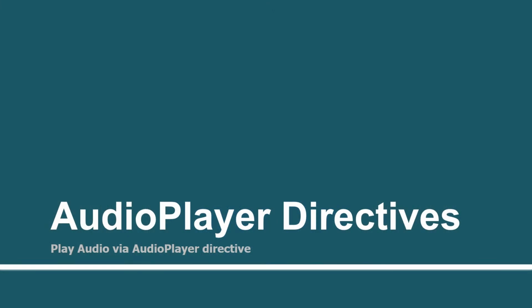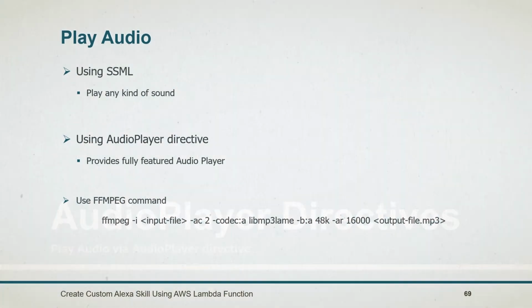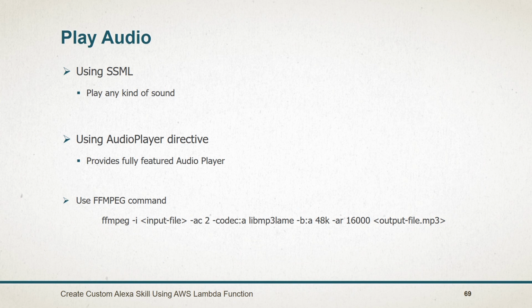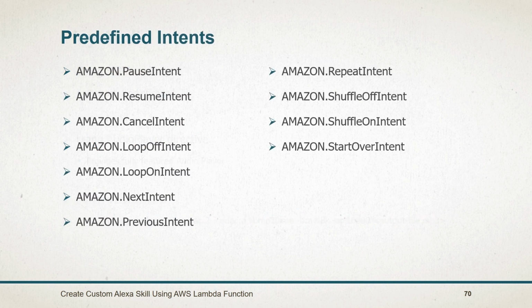Now let us see what we have learned in this session. We can generate audio in two ways, that is SSML and audio directive. The audio file must follow the specification provided by Amazon. Use the FFmpeg library to convert your existing audio file and upload it to an S3 bucket. It contains several predefined intents. Those are listed here. We have used pause intent.